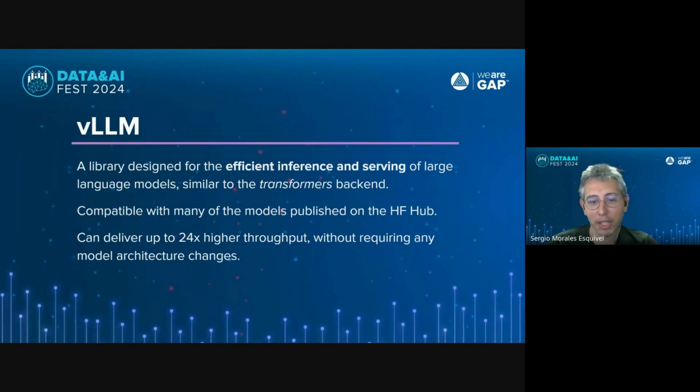It's compatible with many of the models published on the Hugging Face Hub, so it's not like you lose access to all of those models that we were talking about before. You can instantiate most of those just as well as you can on transformers with vLLM. It can deliver up to 24 times the throughput that Hugging Face transformers can, which is a huge improvement.